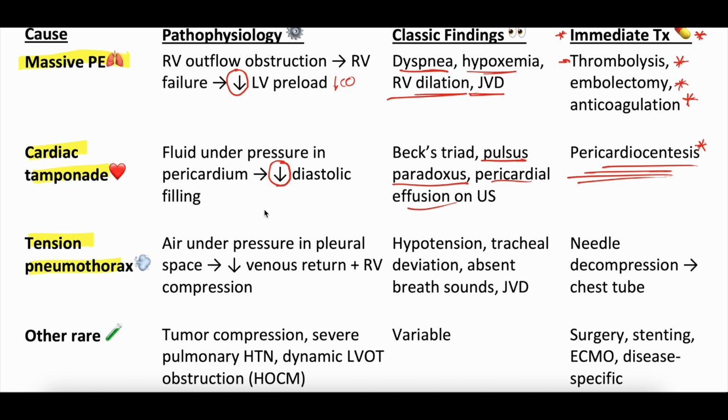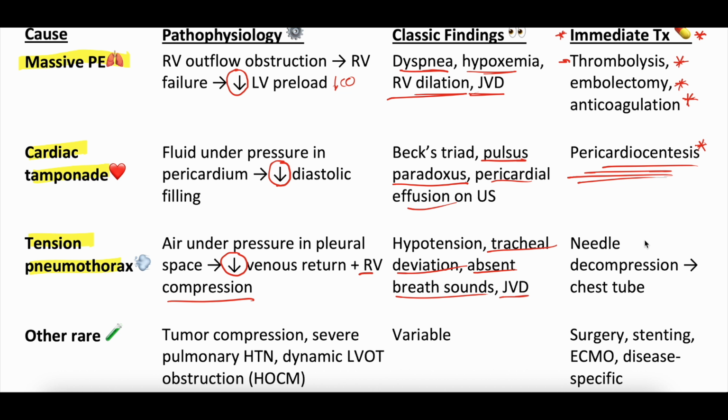Pathophysiology: air under pressure. You have a defect in your lung that leads to air leaking from the lung into the thoracic cavity. That increase in intrathoracic pressure then compresses the venous structures, leading to a decrease in venous return to the heart. You also get compression of the right ventricle because the heart is sitting in that thoracic cavity, and that leads to decreased venous filling again, which then leads to lower cardiac output. Classic findings, again, test question-wise: tracheal deviation, absent breath sounds on the affected side, jugular venous distension.